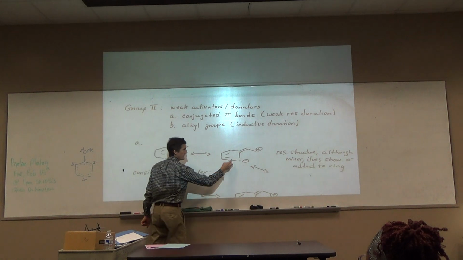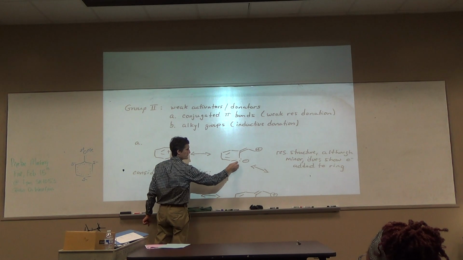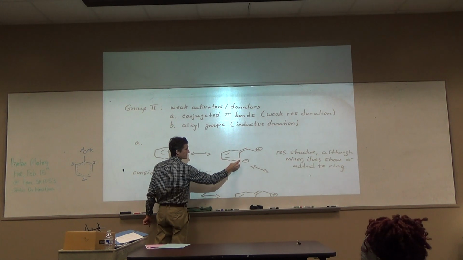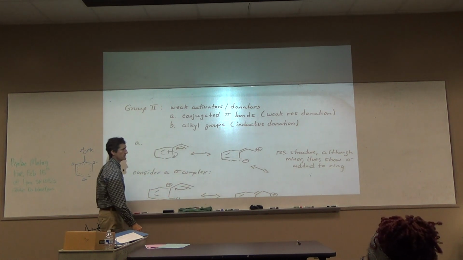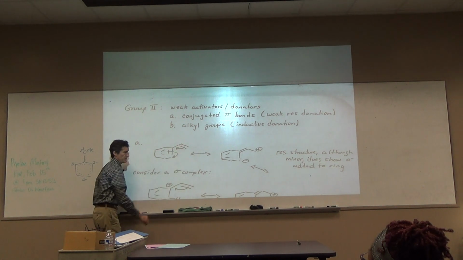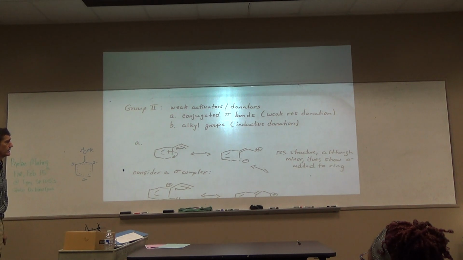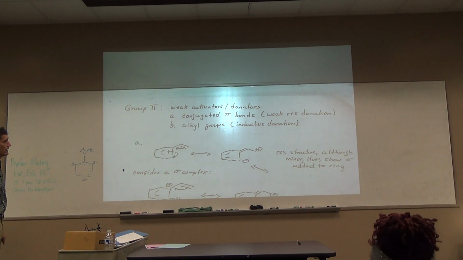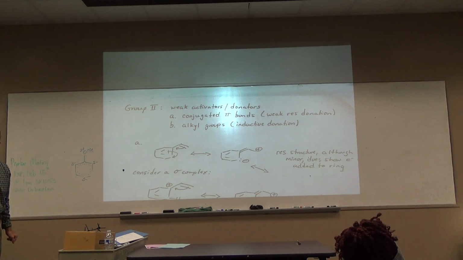And we start putting electron density in the ring as a result of this group. And we can do additional resonance structures. We can move it here. And we can put the minus on ortho, para, and ortho. But this is not as strong of a donation because there's no lone pair out there. And so thus we call it a weak resonance donation compared to the lone pair resonance.